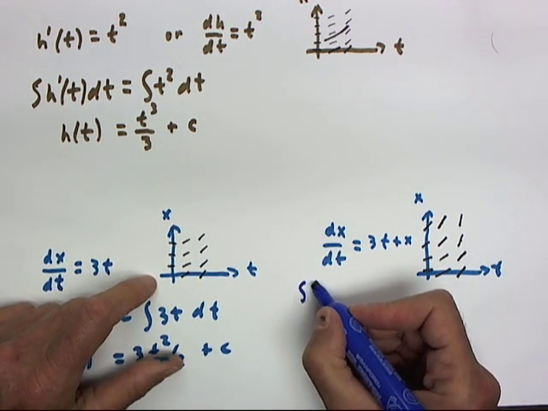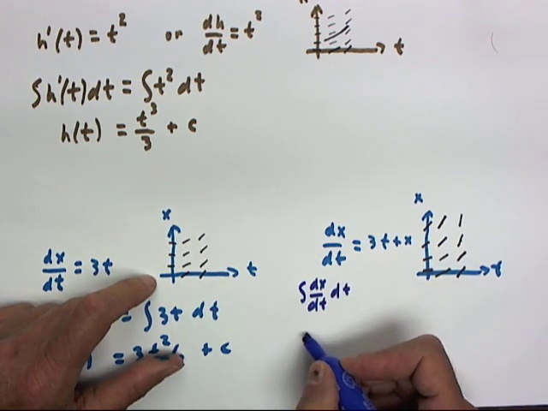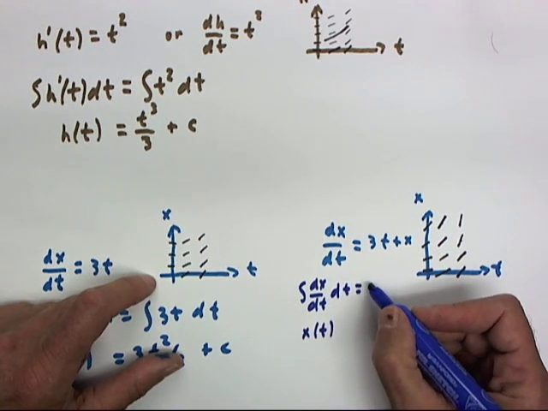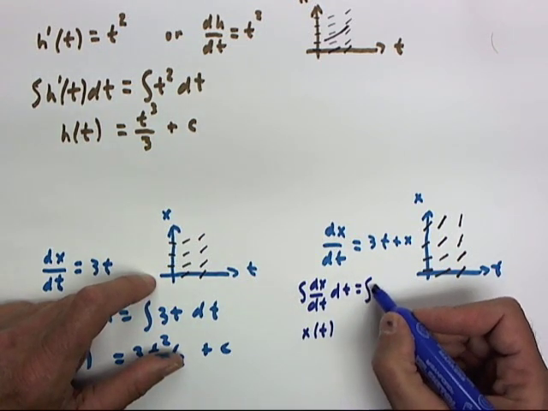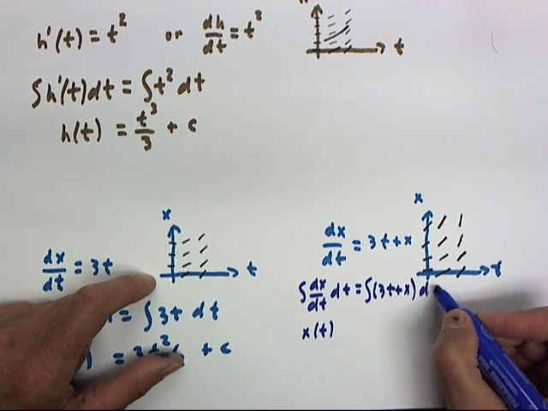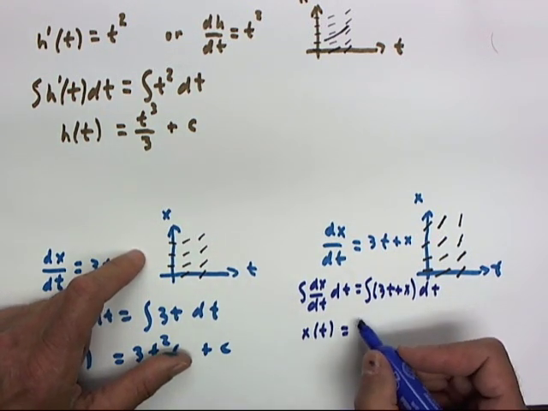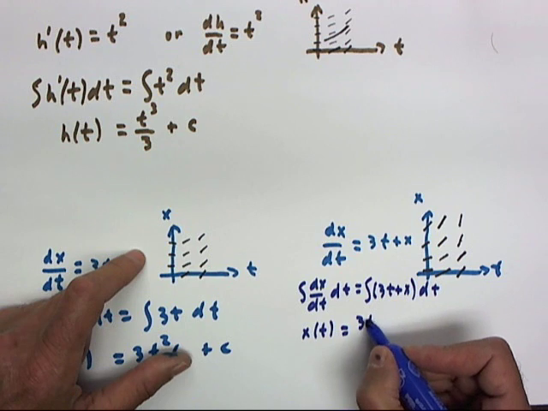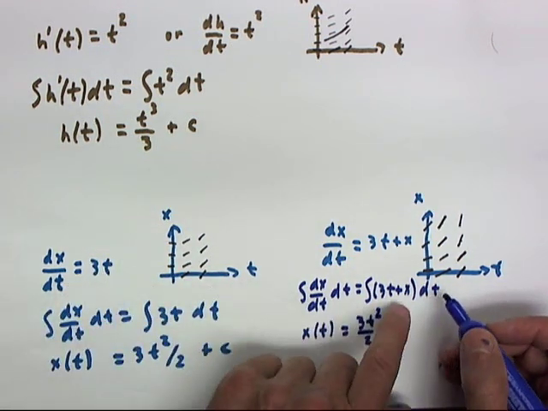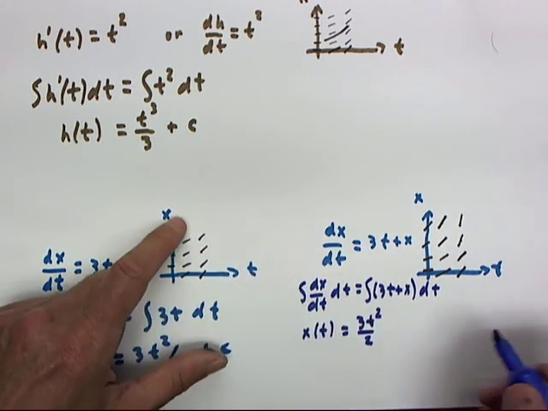Of course, we can integrate dx/dt with respect to t, and we're just going to get our x of t plus a constant. On the right hand side we have to integrate also with respect to t, so we've got to integrate 3t plus x with respect to t. Now we can integrate 3t with respect to t. That's no problem at all. We get 3t squared over 2. But how do we integrate x with respect to t when x is itself some function of t and we don't know what that function is?